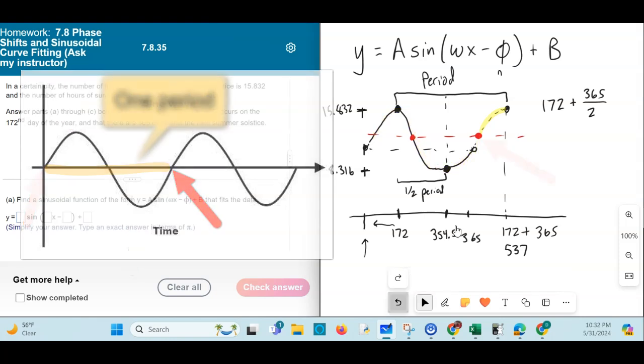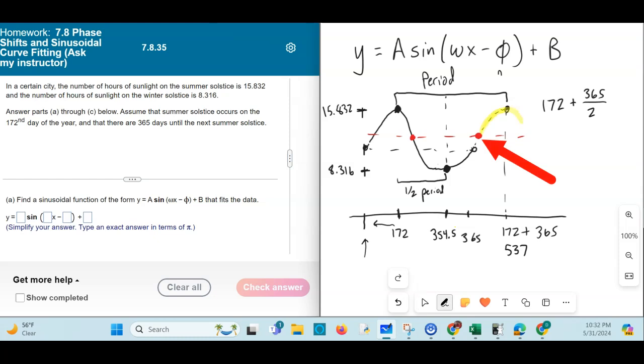Right? Or we could do it from this one. It rises, falls, and then goes back to the midline. But no matter what, because we're modeling with a sine wave, we have to use those midline intercepts. All right, so let's do the math.